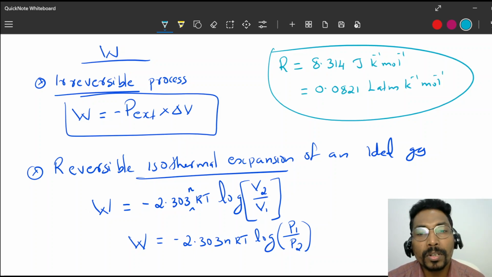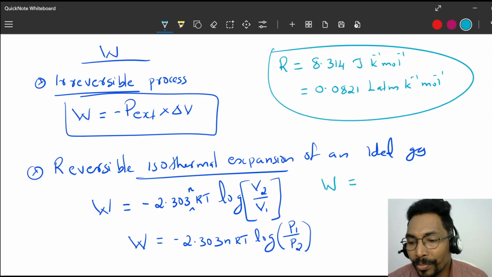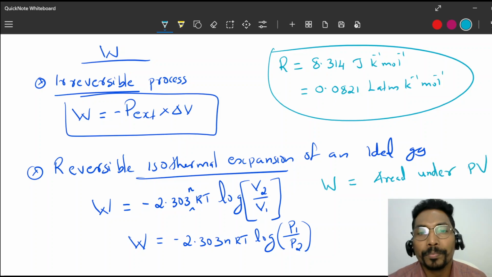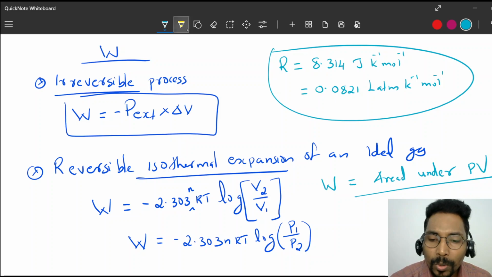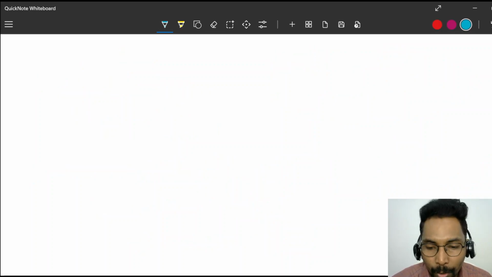So these are the expressions for calculating work done in irreversible and reversible isothermal expansion. And sometimes work done calculation will be asked from a graph also. If a graph is given, you can calculate the work done by measuring the area under the curve, the area under the pressure volume diagram. Clear? Now I'll tell you some important occasions where work done will be zero.